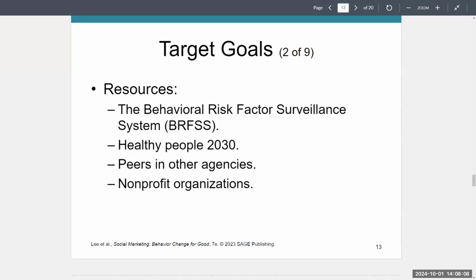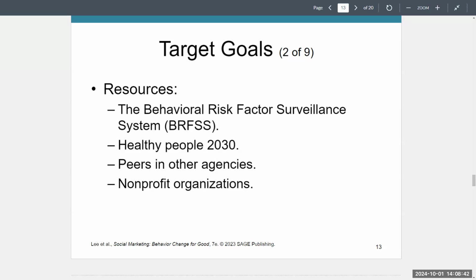All right. So the Behavioral Risk Factor Surveillance System is a national survey system in the United States that collects data on various health behaviors, chronic health conditions, and the use of preventative services. So it provides valuable insight into behaviors and attitudes of the population, making it a valuable resource for setting target goals related to health behavior, okay? These are some of the things that you can use as you are creating these behavioral change campaigns.